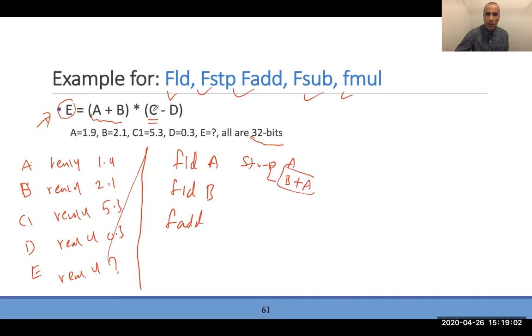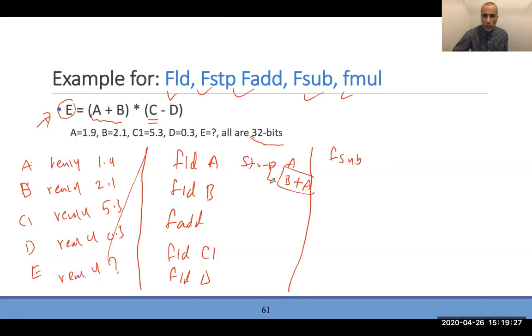And then now what we need to do, we're just going to say float, no operand, this one. We are not going to use any operands. So we just load, and call the ALU. So you're going to say float C1, and then float D, right? And then we're going to say F sub.